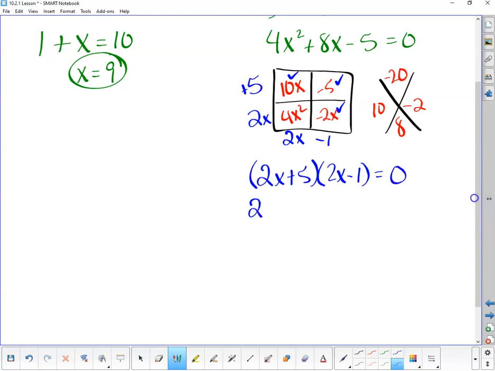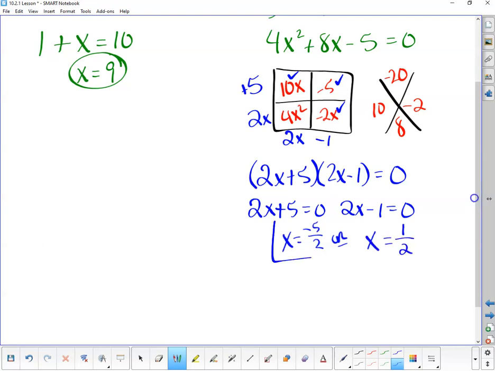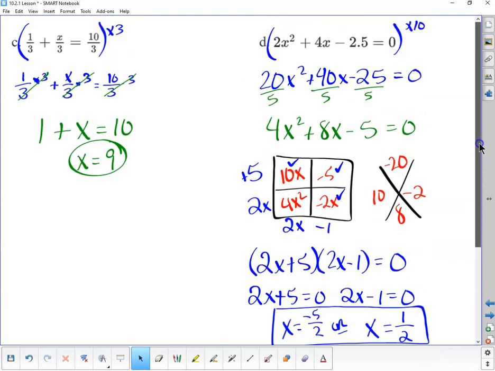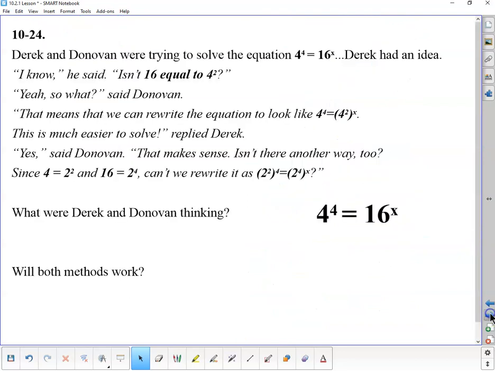So now we have 2x plus 5 equals 0, and 2x minus 1 equals 0. And so x is going to be swing the 5 negative, divide by 2, or x is going to be swing the 1, divide by 2, and there we go. X can equal negative 5 halves, or x can equal 1 half. And all that is a lot of work, but if you start seeing it, it comes out a lot easier.